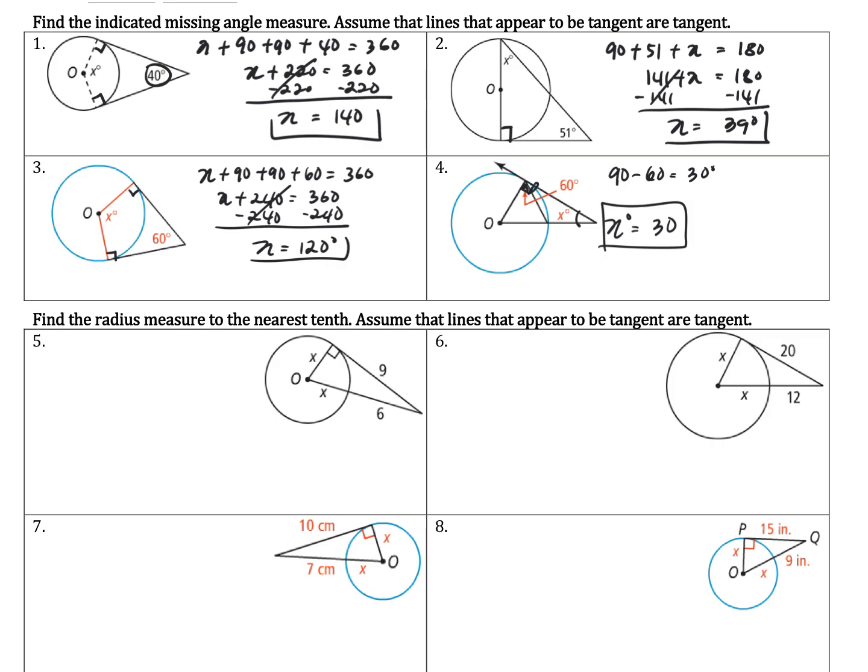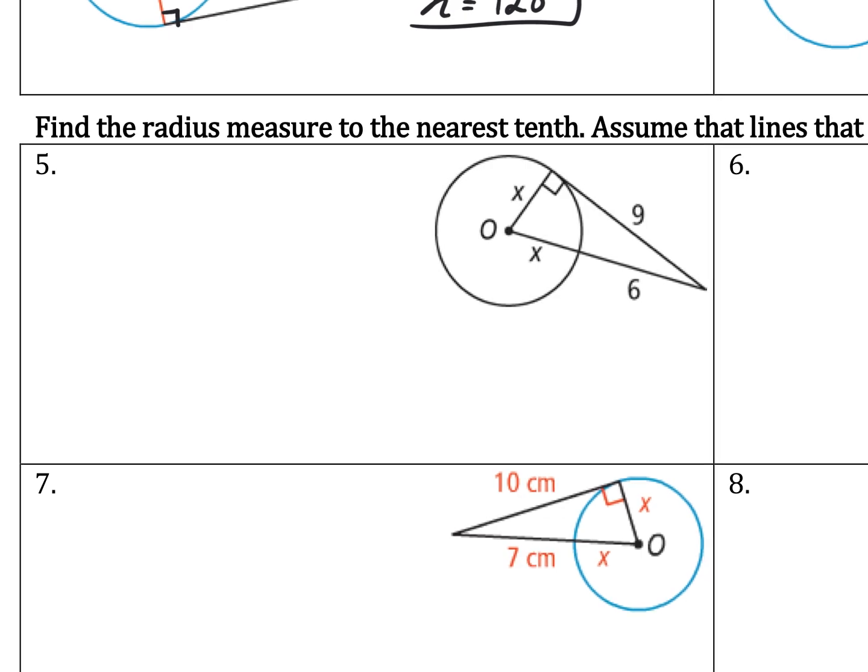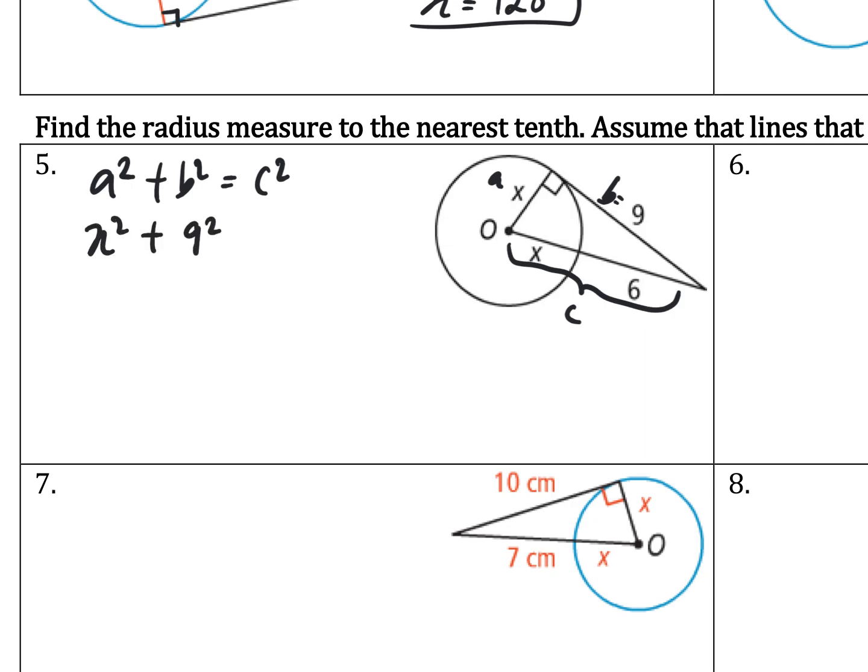Find the radius. Measure to the nearest tenth. Assume that lines that appear to be tangent are tangent. Okay, so let's find the radius. We're going to be using the Pythagorean theorem in here. A squared plus b squared is equal to c squared. Now let's label. Our a here will be this one. This is going to be our b. And the whole of this is going to be our c. So let's put them together. x squared plus 9 squared is equal to x plus 6 squared.